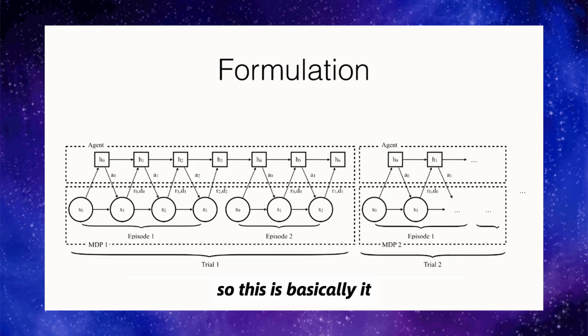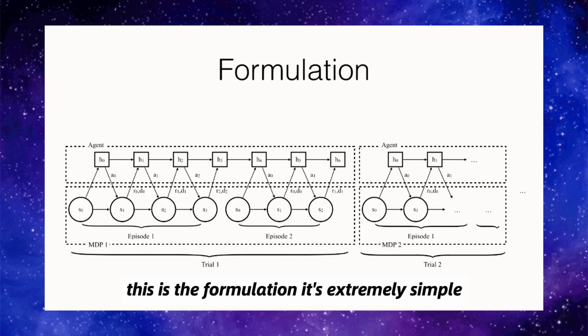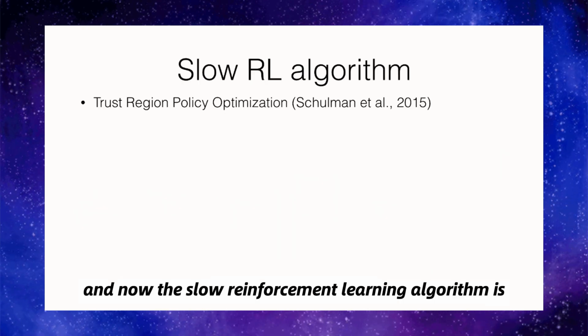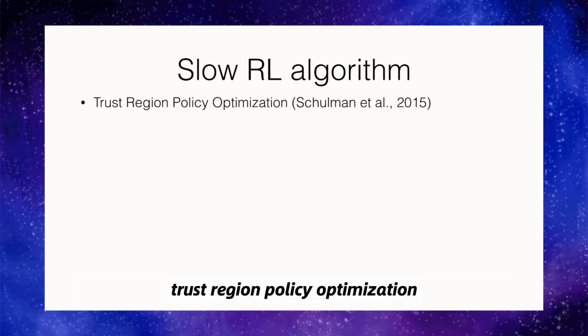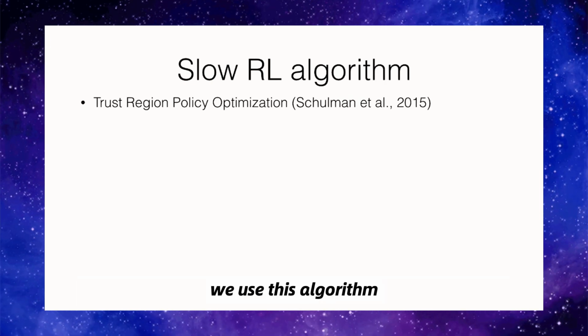So this is basically it. This is the formulation. It's extremely simple. There isn't much to it. And now the slow reinforcement learning algorithm is trust region policy optimization by Schulman et al. from 2015. We use this algorithm.